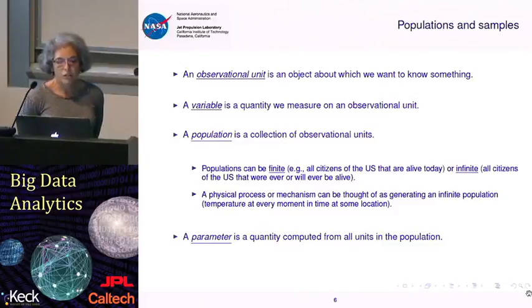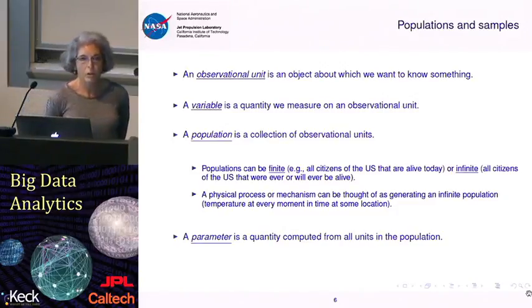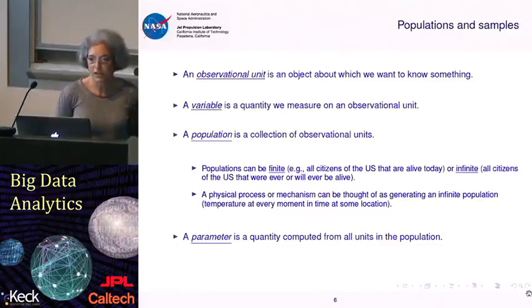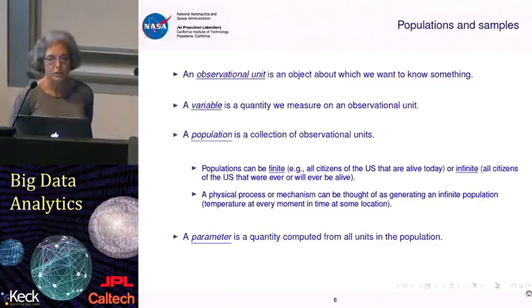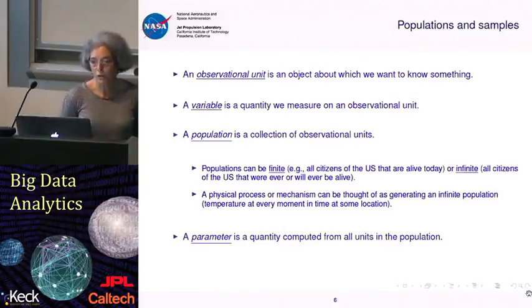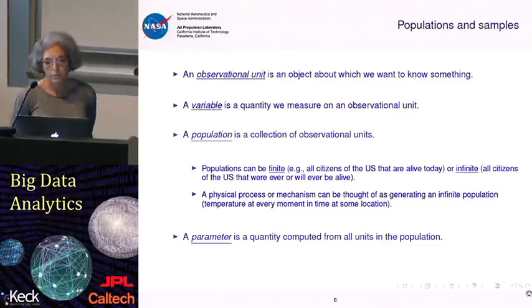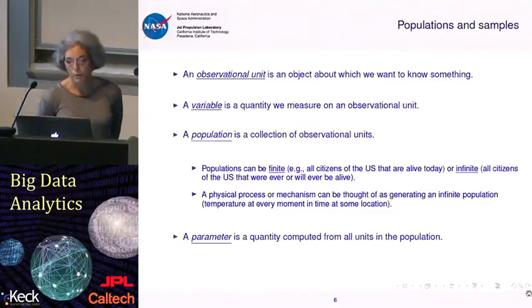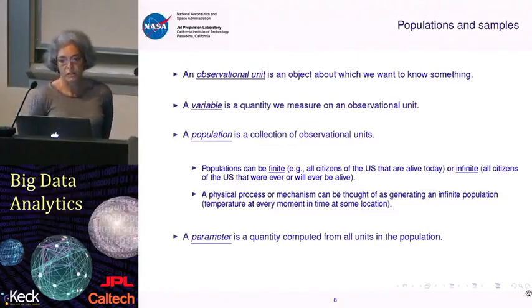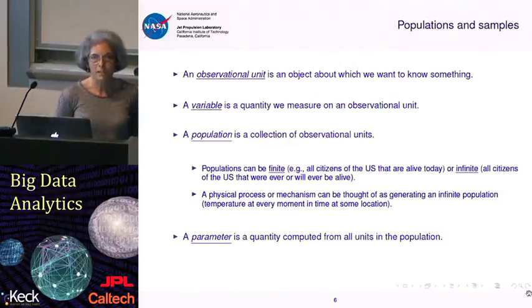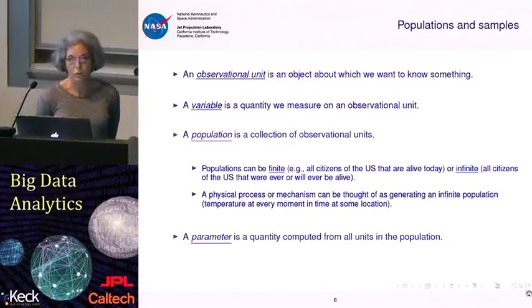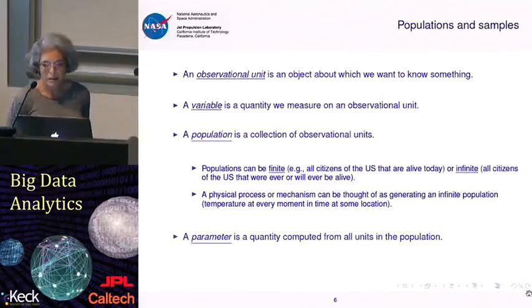And we should at this point distinguish between finite populations and infinite populations. The example I just used, finite populations, would be all the students who are here at Caltech today, or all the US citizens that are alive today, because in principle we could actually figure out how many of them there are, and there would be a countable number of them. But there's also a concept of an infinite population where we might talk about all citizens of the United States that ever were or ever will be, or all Caltech students that ever were or ever will be. I'm not sure that's actually infinite, but you get my meaning.